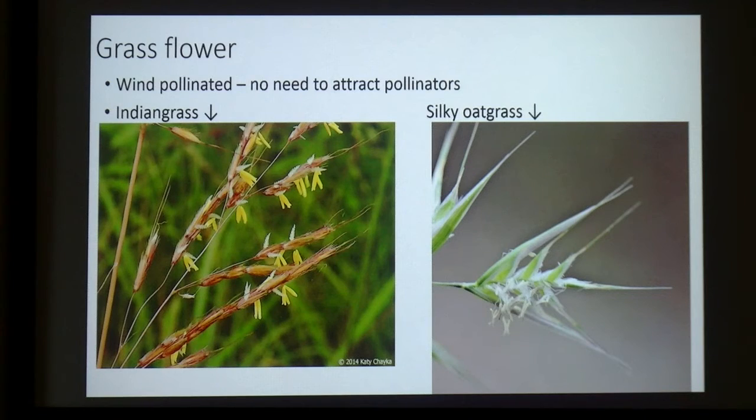A grass flowers. We think about flowers. We think about petals, and nectar, and all this stuff. Well, grass flowers are different. Grasses are wind pollinated. They don't depend on a pollinator, insect, or any kind of a bug or a bat or anything to pass pollen around. Depends on the wind.